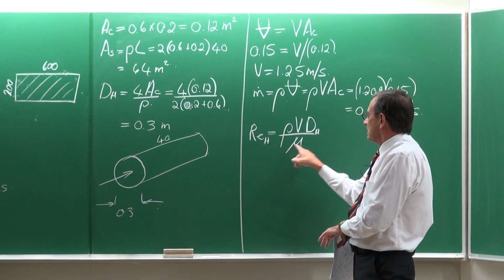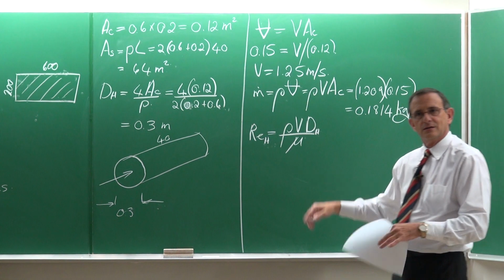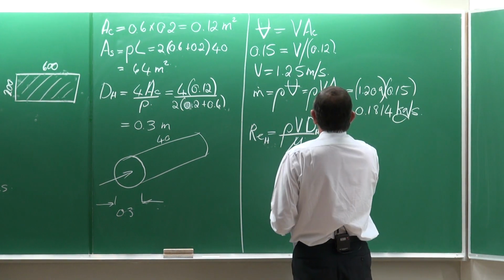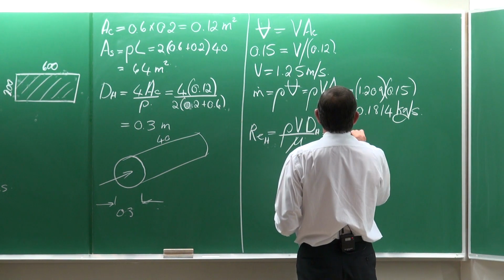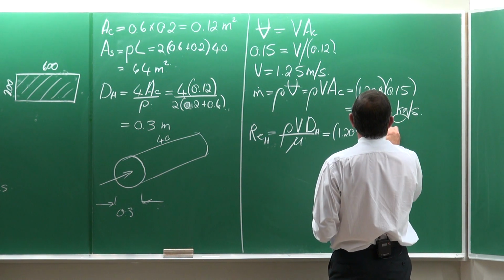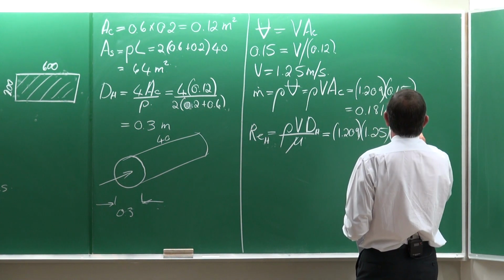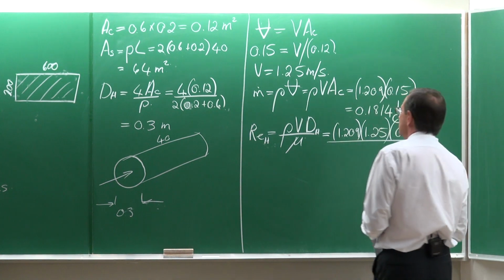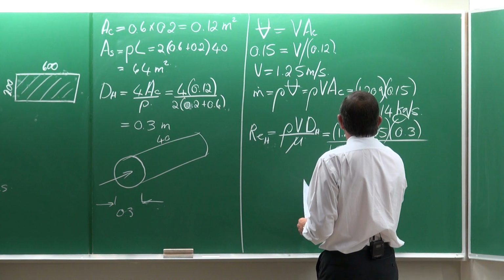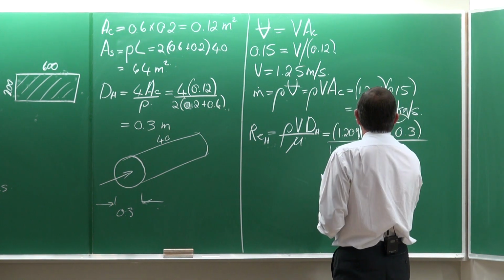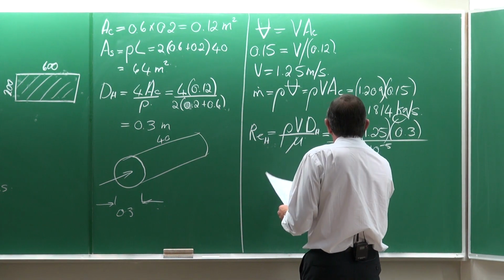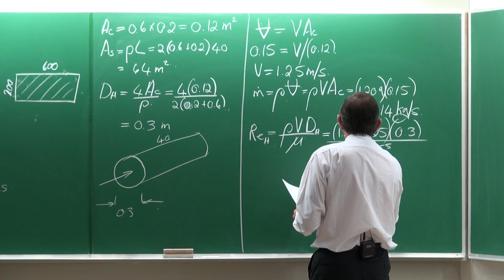I'm not very good in many cases to do this, but I suppose it would be a good discipline to always work it in. The density is equal to 1.209. The velocity we've calculated as 1.25. The hydraulic diameter is 0.3, divided by the viscosity, which is equal to 1.802 multiplied by 10 to the minus 5. And that gives us a Reynolds number of 25,167.